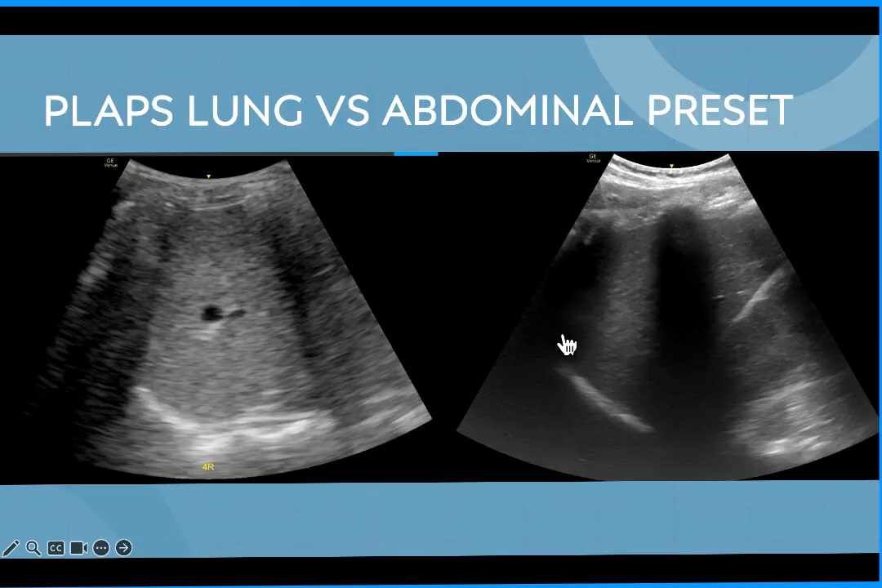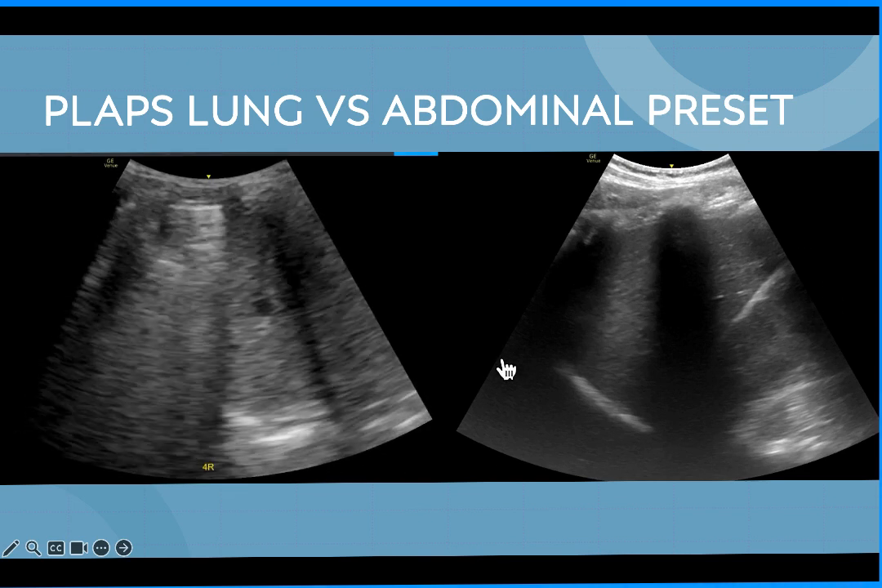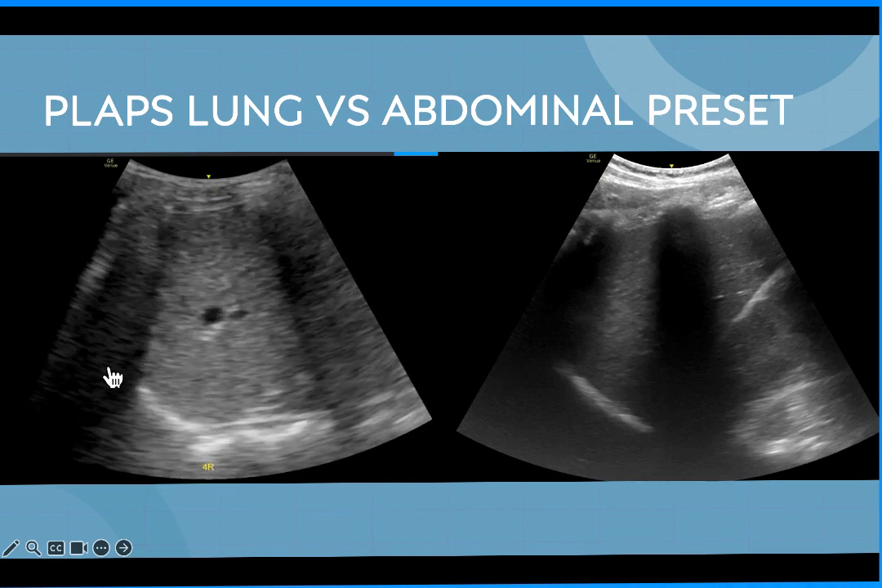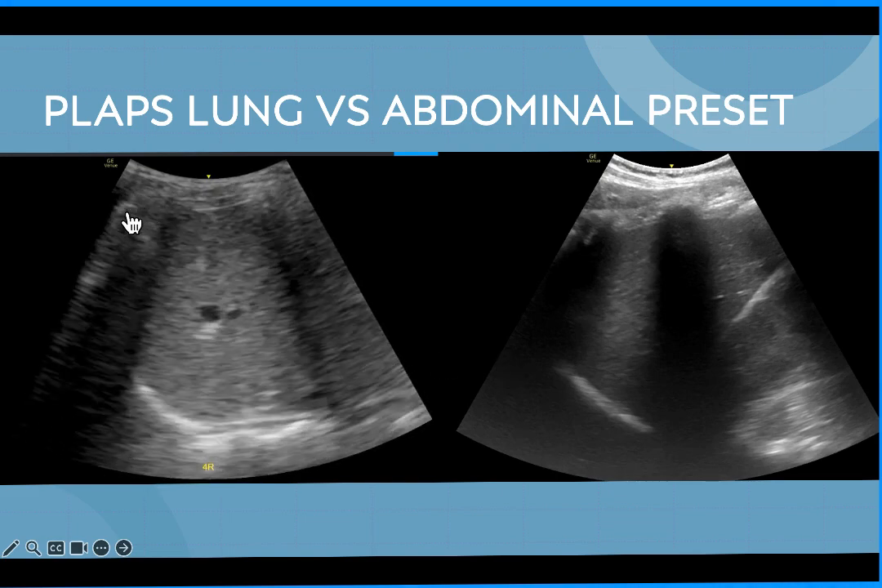We went over the difference between the lung preset and the abdominal preset. If you just look at these two different images at the PLAPS points, this looks really gritty, whereas this looks crisper. Just watch the videos play, right? This is what normal lung should look like. Just schmutz. We're not really seeing anything in there, right?